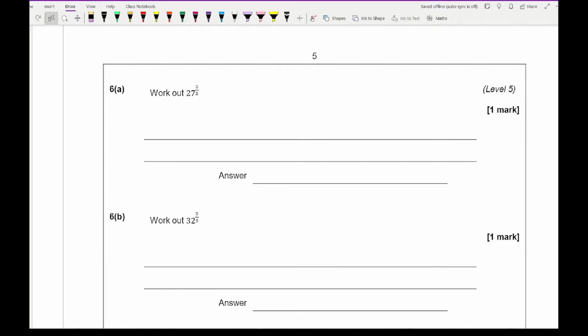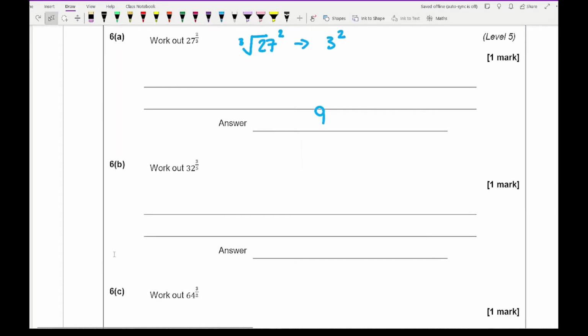And moving on to question 6, what we've got is 27 to the power of 2/3. So that's going to be 27 squared over the cube root. You just have to ask yourself, is it easier to cube root 27 or square 27? Well, it's easier to cube root 27 because 27 is a cube number. So the cube root of 27 is 3, so that becomes 3 squared, and 3 squared gives us an answer of 9.